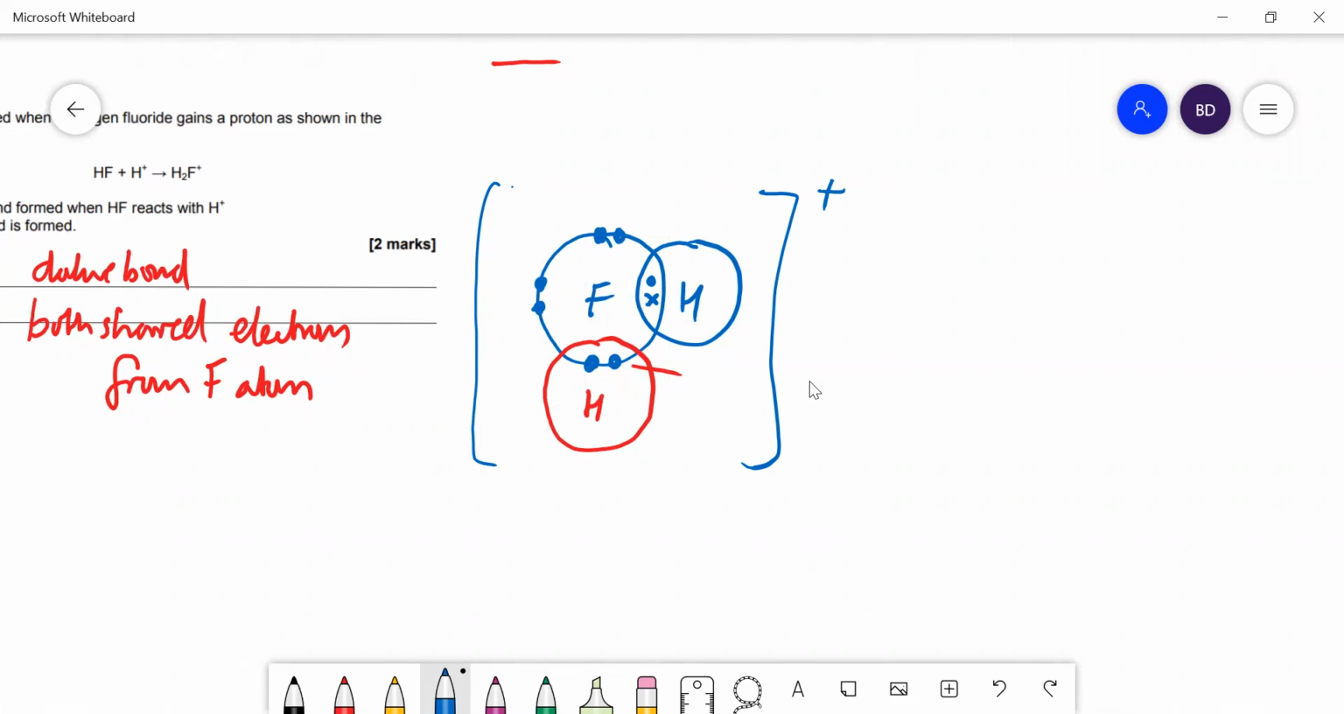Right, what have we got there? We have got 2 bond pairs and we have got 2 lone pairs. So that's 4 pairs altogether. So the arrangement of the orbitals is going to be tetrahedral.